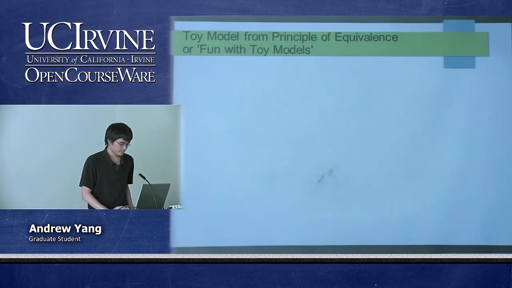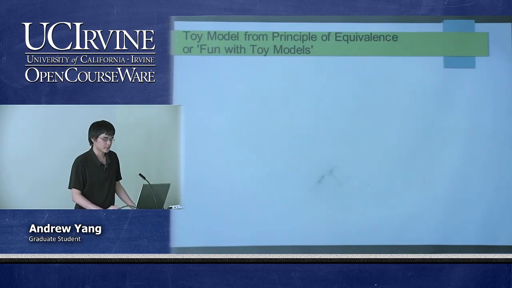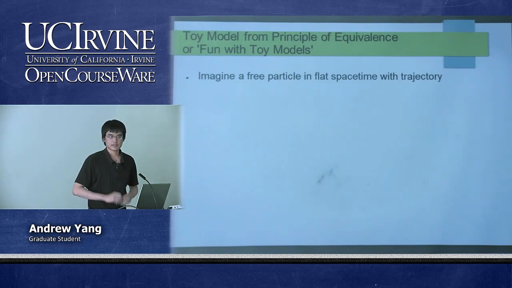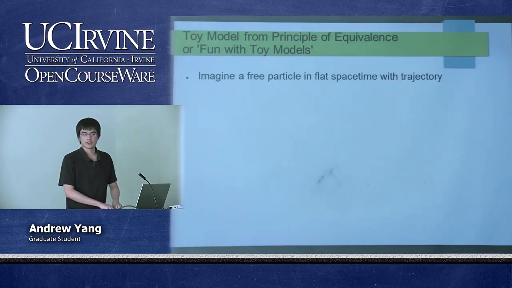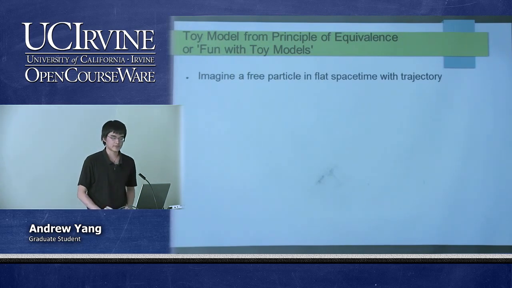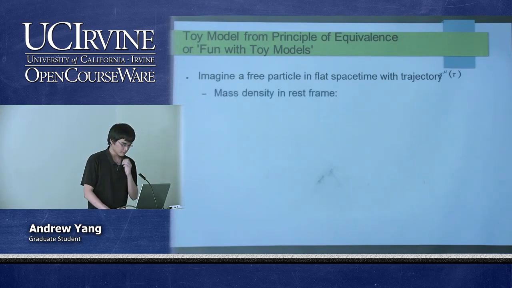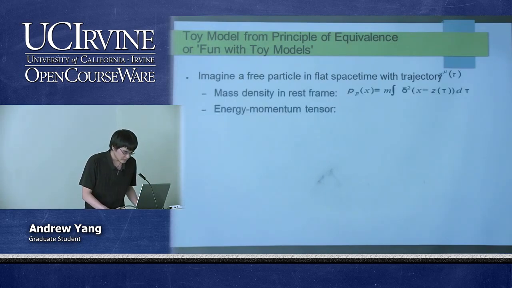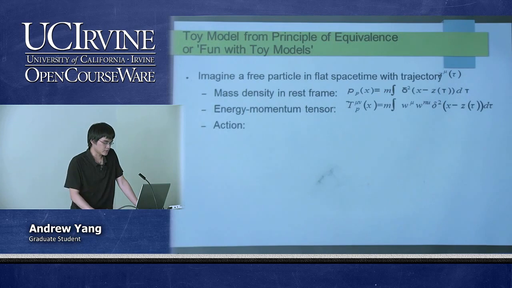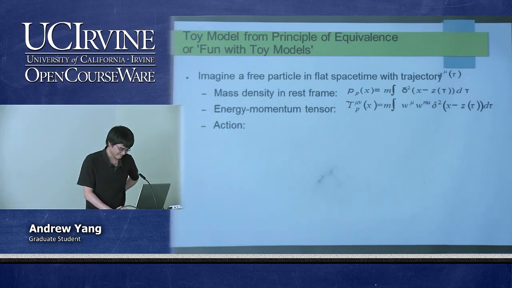So we can have some more fun with this, with the principle of equivalence. The basic method of doing so is that we can start with the idea of a free particle in a free trajectory in flat space-time. The mass density for such a particle is given by this function, and we can calculate an energy momentum tensor.